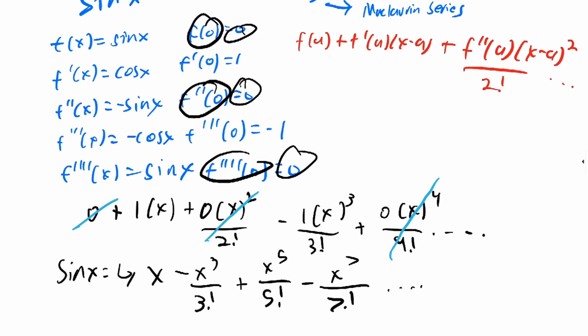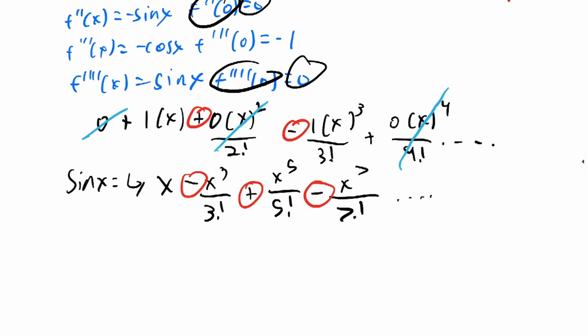Another interesting thing is, look, the signs are alternating. Look at this, x minus, then plus, then minus. So that's really important. And look at the degrees. They're all odd. And what is sine? Sine is an odd function. So you see how very connected everything really is.